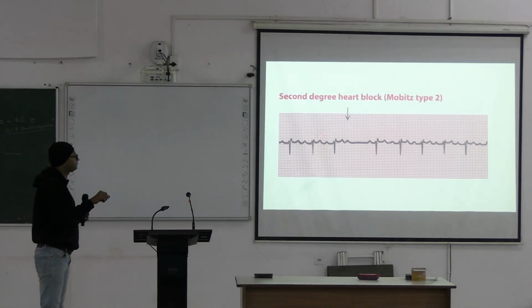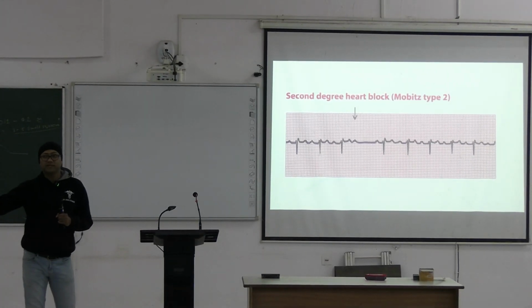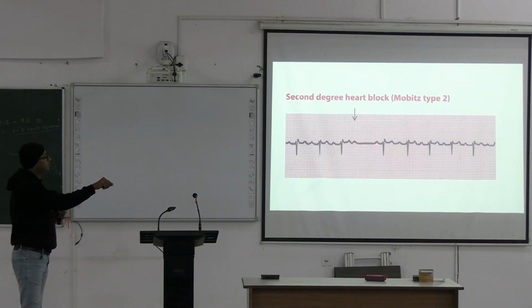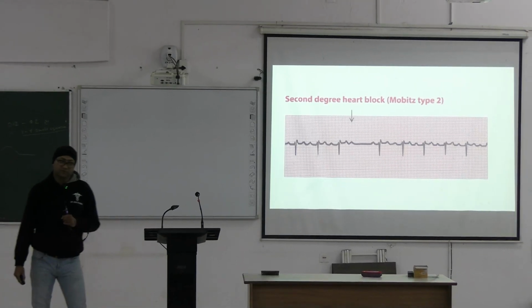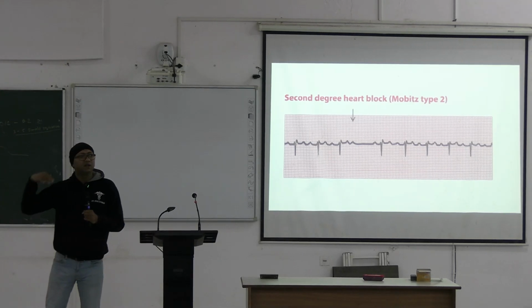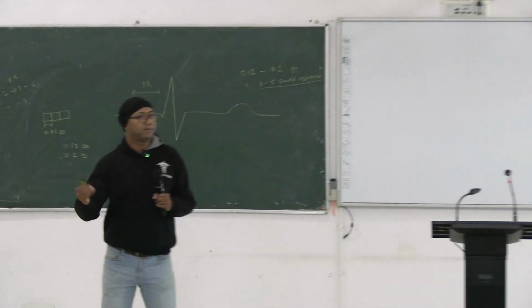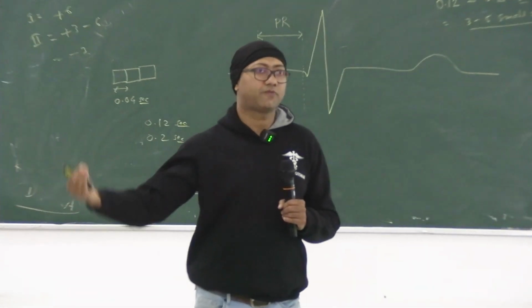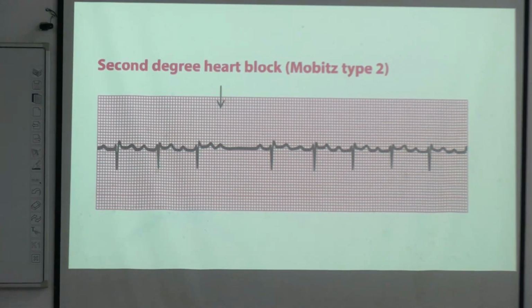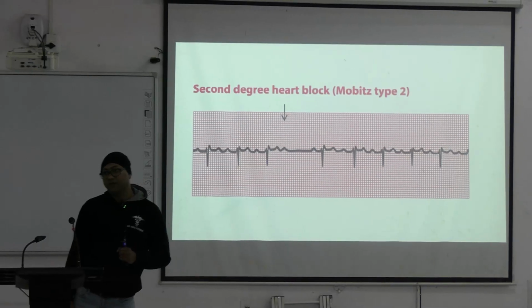But in Mobitz type 2, the PR interval is increased and fixed, but after a certain time one P wave is not followed by a QRS complex, there is a gap. The PR interval is not gradually increasing, it is increased and fixed, but still after certain beats one ventricular complex is absent. A P wave is not followed by a QRS complex, and after that P wave there is another P wave. Clear? This is Mobitz type 2.